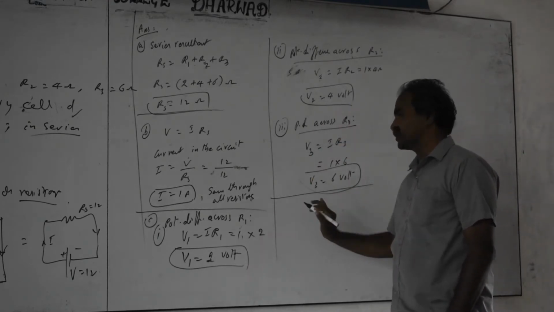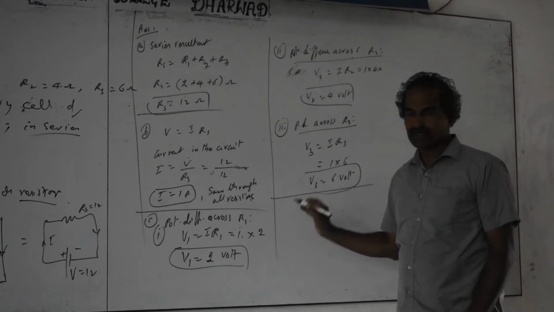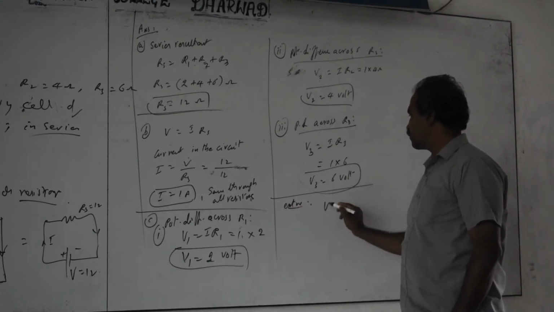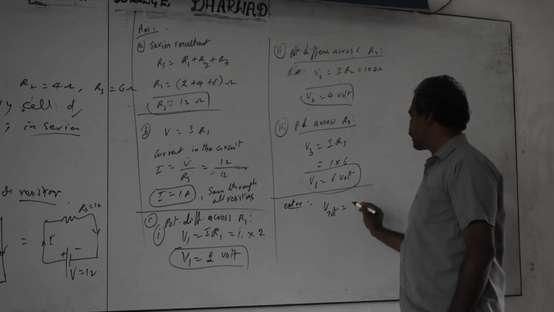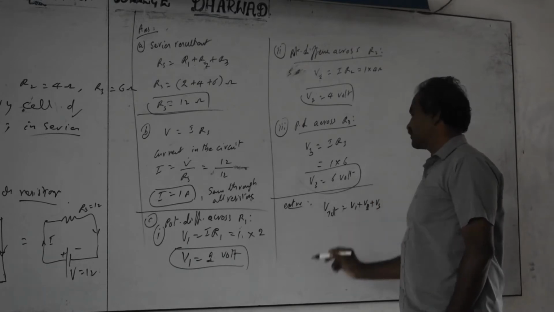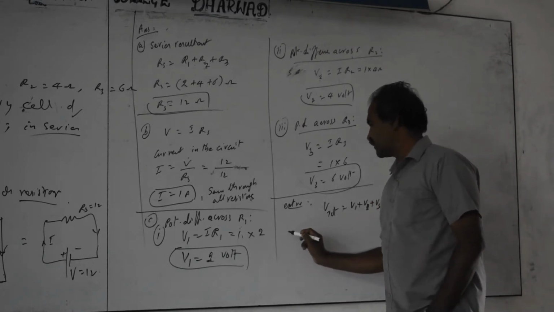This checking is not needed; no need to write it in the exam. It is not required for the examination. The total value of the battery voltage V is equal to V1 plus V2 plus V3. This is for checking purposes.